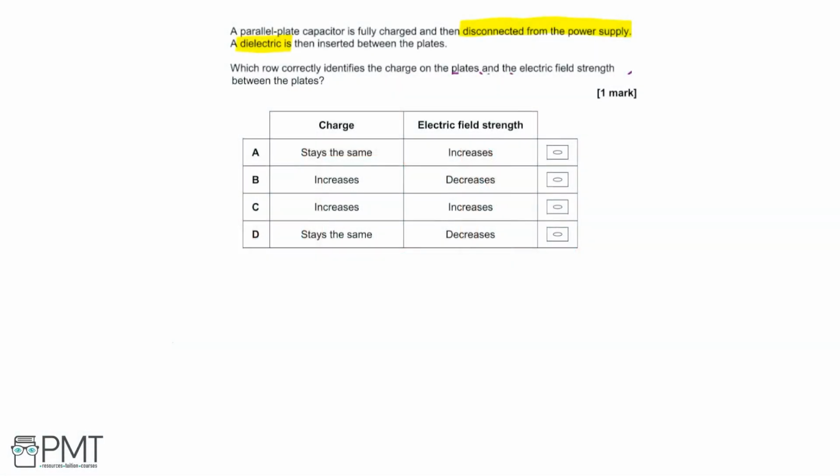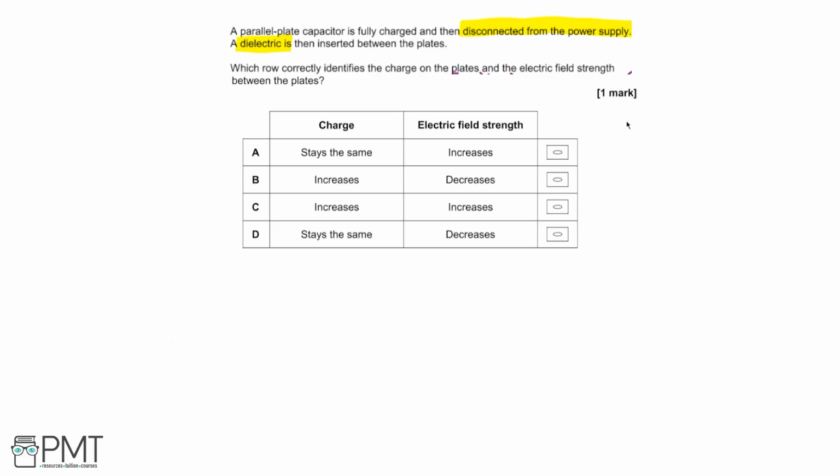This question is about capacitors. The question says, a parallel plate capacitor is fully charged and then disconnected from the power supply. A dielectric is then inserted between the plates. Which row correctly identifies the charge on the plates and the electric field strength between the plates?